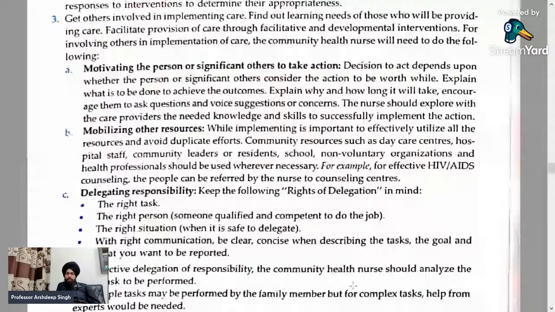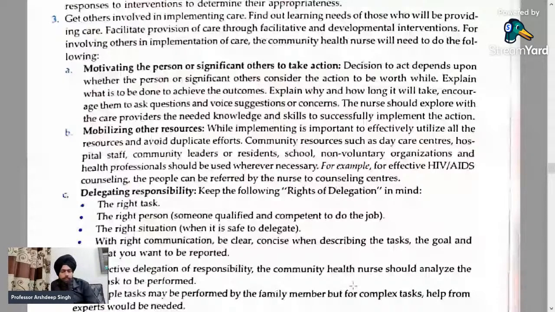Second is mobilizing other resources. You have to mobilize all the resources that are available so that your intervention is implemented in a proper and perfect manner. And third, delegating responsibility. You have to give the staff members the responsibility of implementing the intervention. That is, the rights of delegation should be kept in mind: the right task, right person, right situation, and right communication, with which you implement various types of interventions. This is how we will implement the interventions.